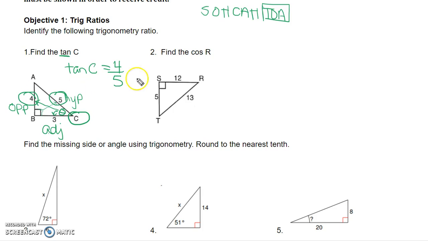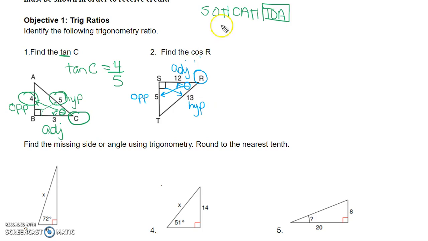Cosine of R. So R is now my angle. That's going to be my theta. And just like number 1, I'm going to identify my sides. So directly across from my theta is 5. That's my opposite side. Here's my right angle. So across from there, that is my hypotenuse. And then next to theta, that is my adjacent side.